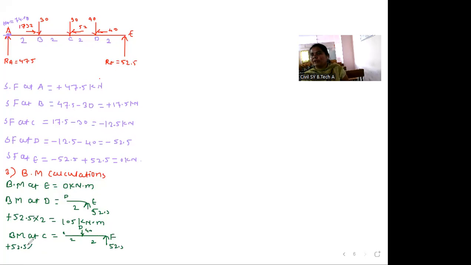So 52.5 into 4. After that, this 40 pushes downward, so minus 40 into 2. You calculate and tell me bending moment at C, which is equal to how much? 130 kilonewton meter. After that, we will calculate bending moment at B.